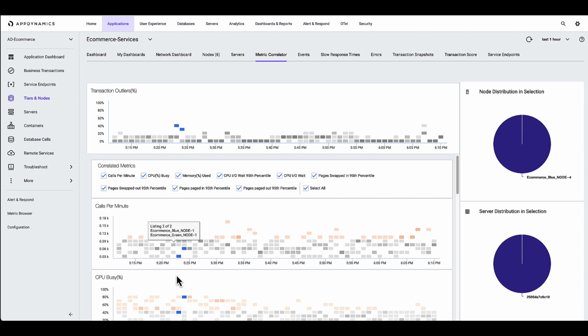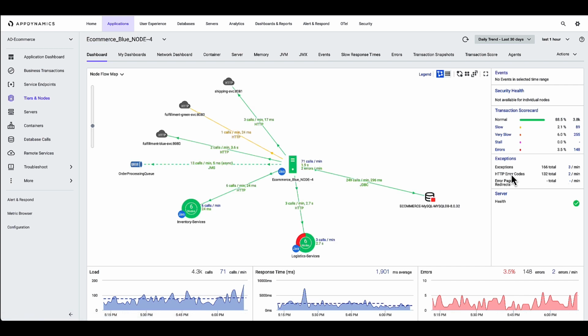In the bubbled up metrics, we note that the load stayed low on the instance, but oddly, CPU busy spiked to 80%. Knowing we have a hot node, we can directly troubleshoot the problematic server by using the node flow map to see the map of entities that interacted with the servers during that period of time.